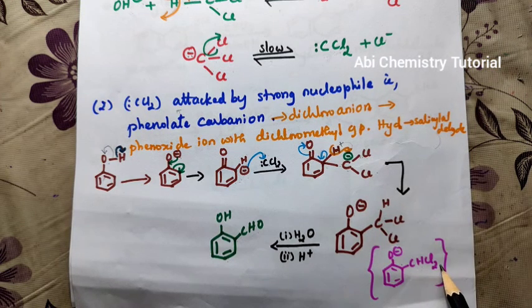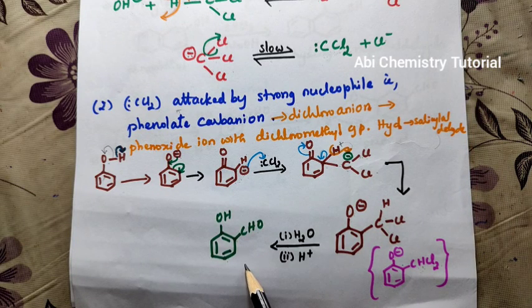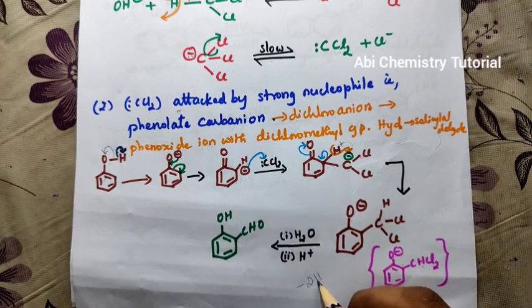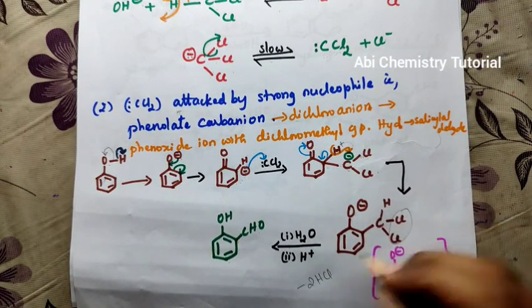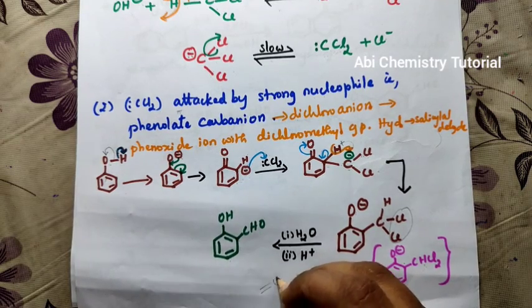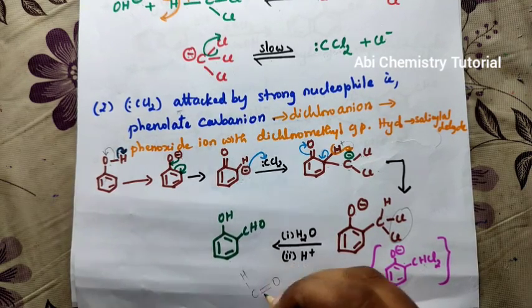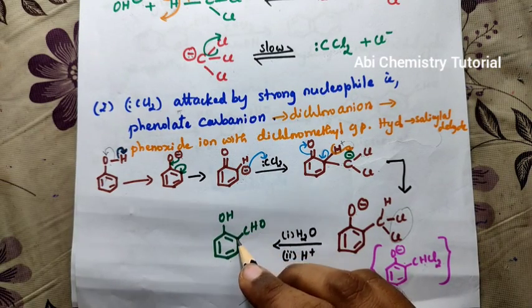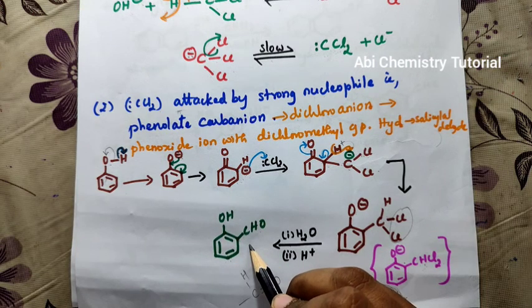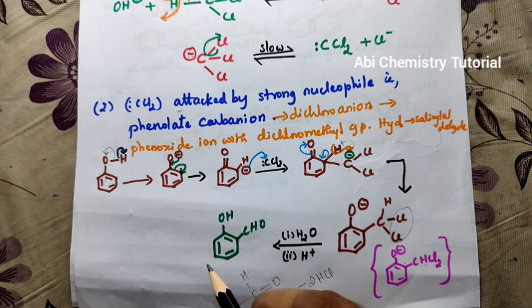So CHCl2. So a phenoxide ion with the dichloromethyl group, and on hydrolysis 2 HCl's are removed, and these 2 bonds become a double bond with oxygen, that is CH double bond O. So we get an aldehyde group at the ortho position. So this is salicylaldehyde. So this is the final product we get from phenol in the Reimer Tiemann reaction.